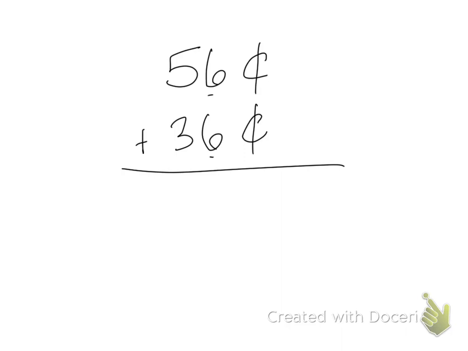6 plus 6 is 12. Well, I trade 10 pennies for a dime, so all I have left would be 2 pennies, and then I traded for a dime. And you can see I have the number 12 still written this way. Now we add the dimes. 5 plus 3 is 8, plus 1 is 9. So I have 92 cents. Let's do one more.